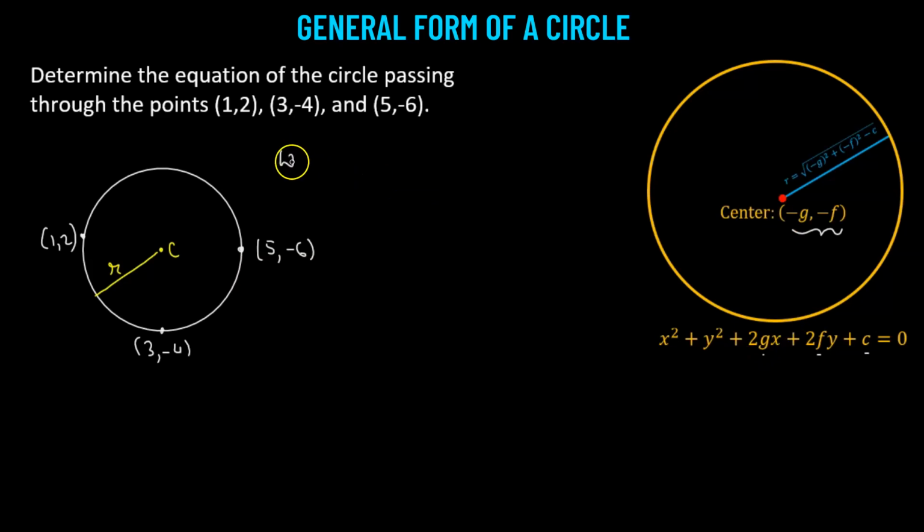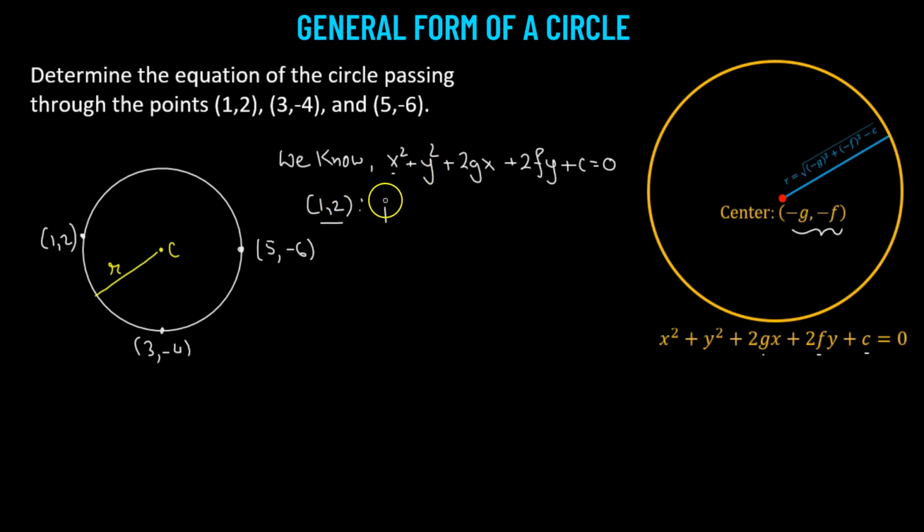So let's use this. We know the general form of a circle given by x squared plus y squared plus 2gx plus 2fy plus c equals 0. Now, it's given here that the circle passes through 3 points. Let's consider the first point (1, 2). Since the circle is passing through the point (1, 2), we can replace the value of x with 1 and the value of y with 2, because this point is going to satisfy the equation of the circle.